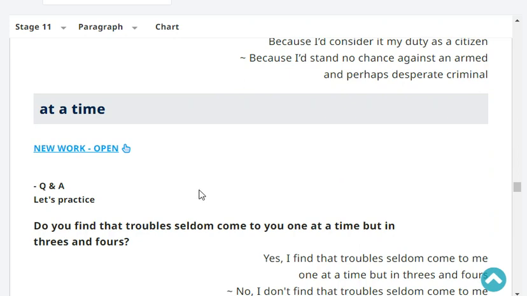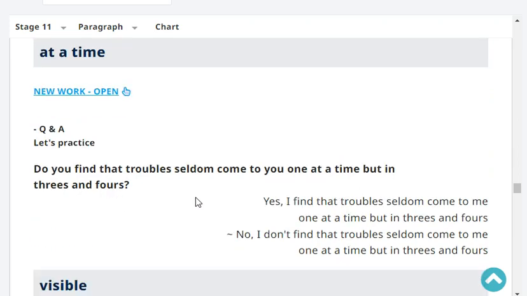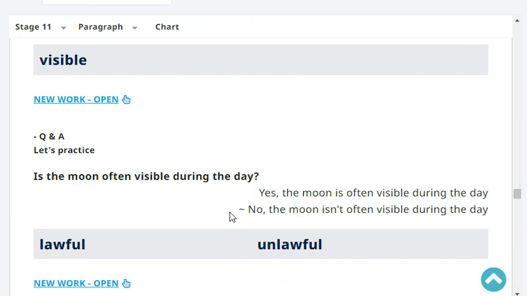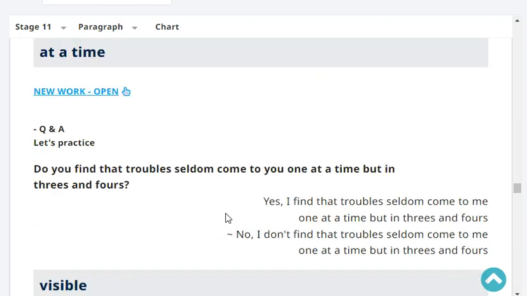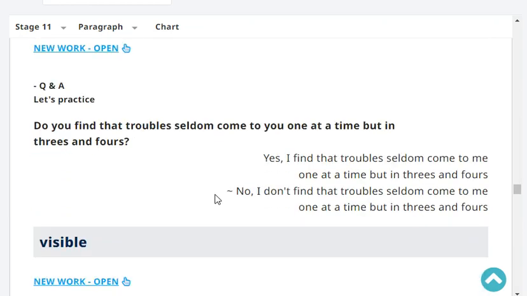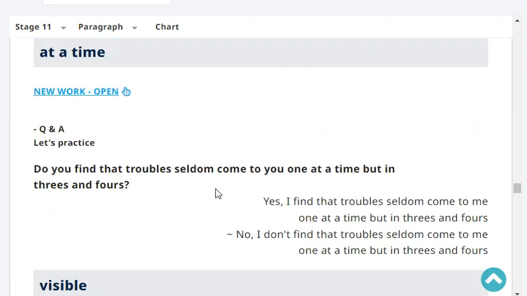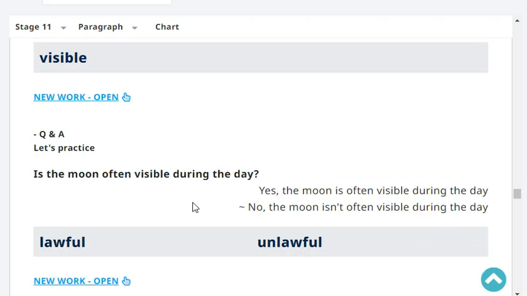Very good. Do you find that trouble seldom comes to you one at a time, but in threes and fours? Yes or no? No, I don't find that troubles seldom come to me one at a time, but in threes and fours. Very good.